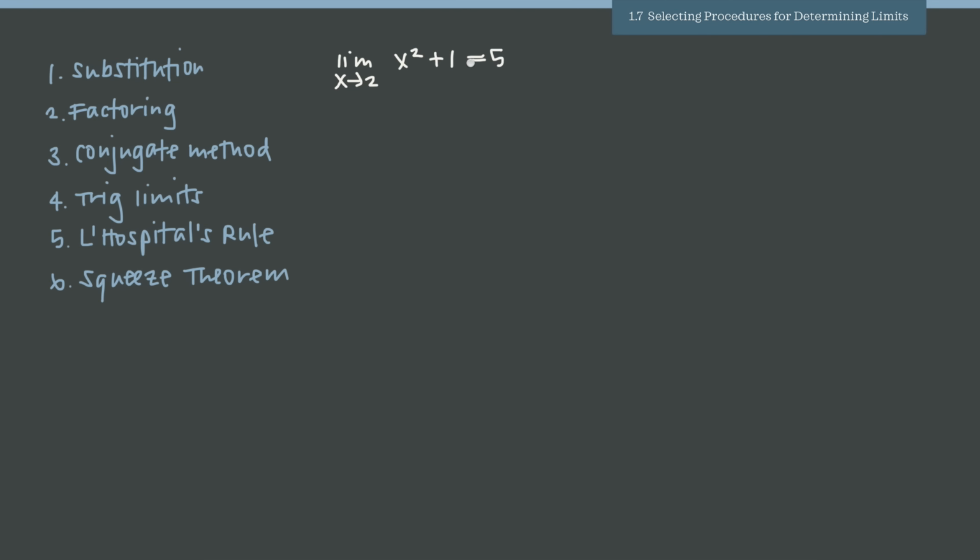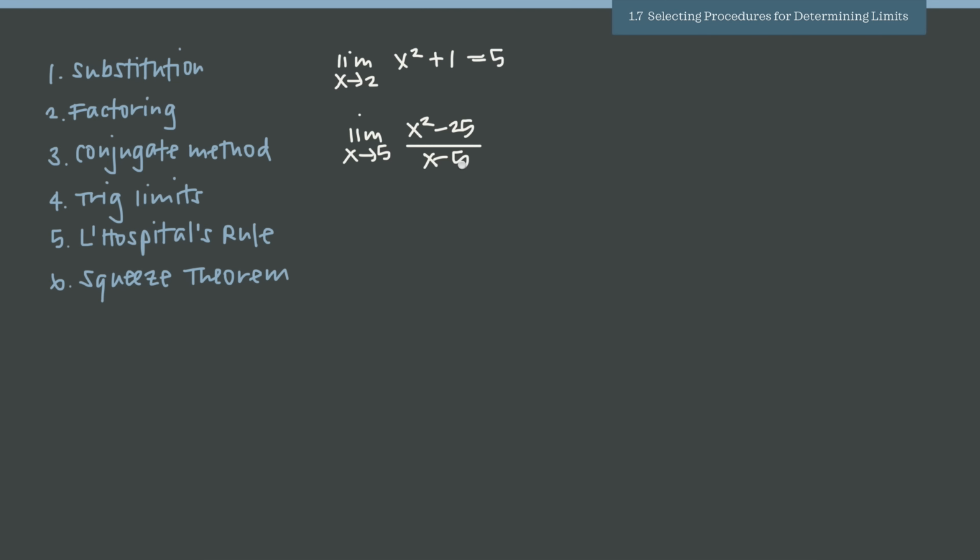If that doesn't work because you get an indeterminate form or something that's undefined, then you want to quickly think, can I factor it? Because factoring is going to be your next simplest method. And in general, you're usually only going to factor a rational function. So for instance, if we have something like x squared minus 25 divided by x minus 5, and we're taking the limit as x goes to 5. This is a rational function. It is a fraction with polynomials in the numerator and denominator.